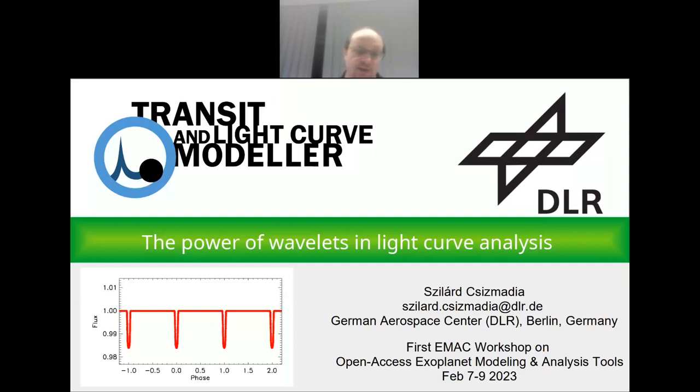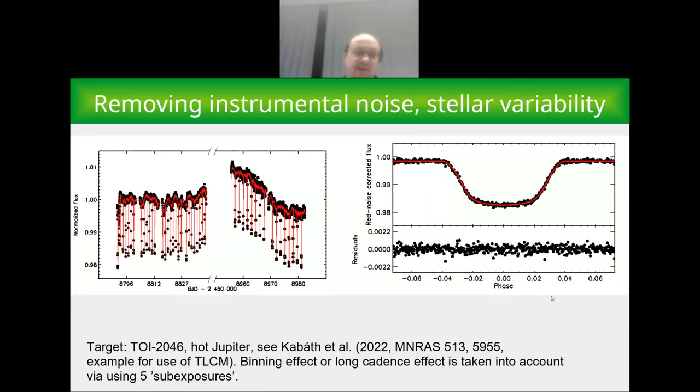So the light curve is not constant and not flat between two consecutive transits. So practically, we do not see this. In practice, we see something like that. The black points are real measurements of TOI 2046, which is a hot Jupiter detected in the TESS data. It was published last year with the code that I would like to introduce here.